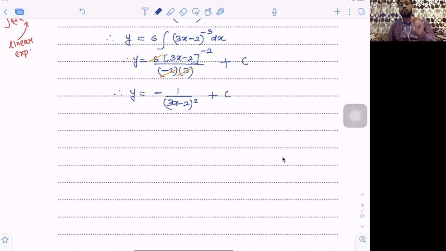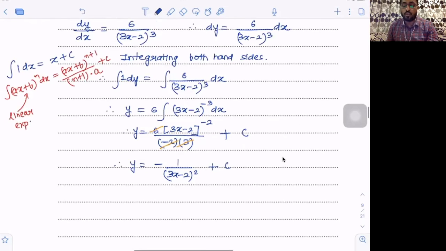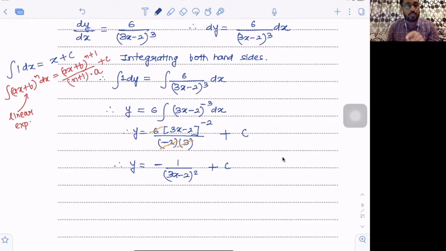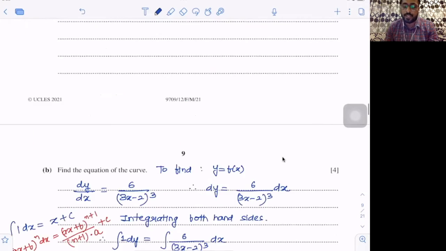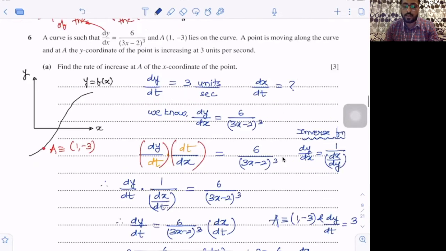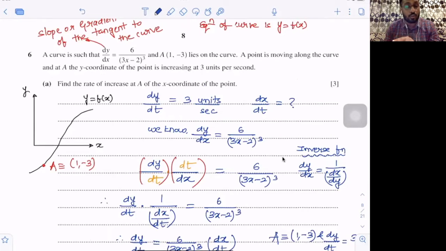But see, students, you want to find the value of that c over there, right? For that, now I know this is the equation of the curve. Y equal to minus 1 upon 3x minus 2 the whole square plus c is the equation of the curve. Now, do you know that the curve is passing through point A? Do you recall the coordinates of point A? So the coordinates of point A, let's go back quickly, was 1, minus 3, and it lies on the curve. If the point A 1, minus 3 lies on the curve, should it not satisfy the equation of the curve?